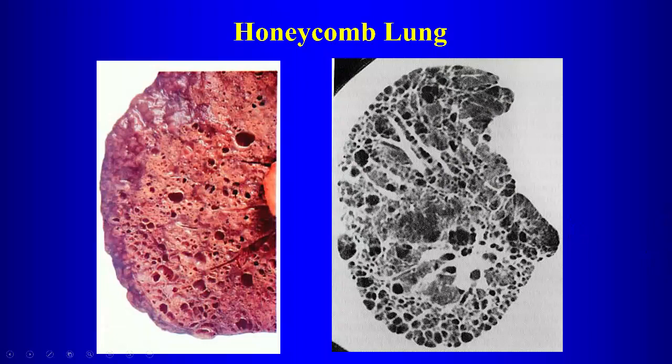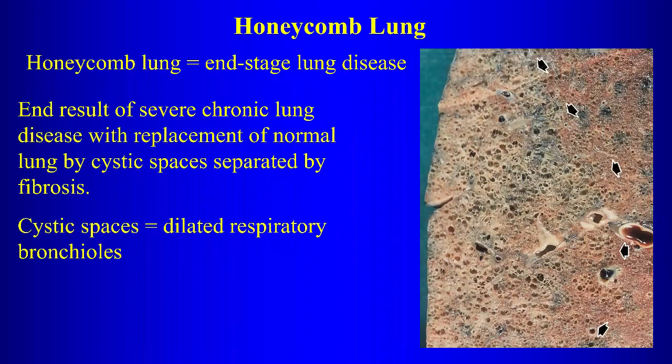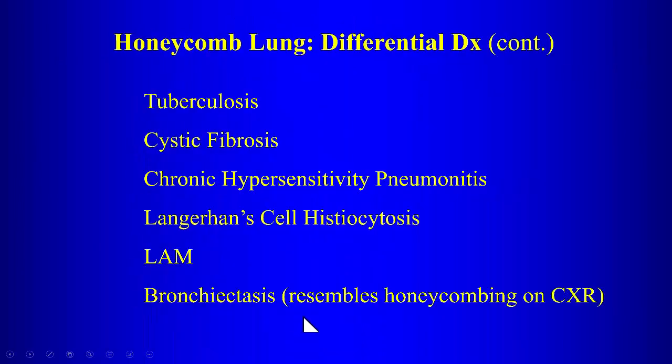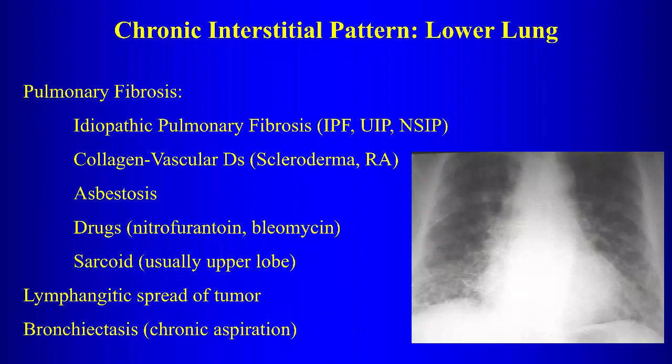Any disease that gives you extensive fibrosis in the lungs can give you honeycombing. So we can see this with all kinds of diseases that give you fibrotic change within the lung. So for the list for honeycombing, any disease that gives you fibrosis can wind up giving you honeycombing. So that's just end-stage fibrotic lung disease.